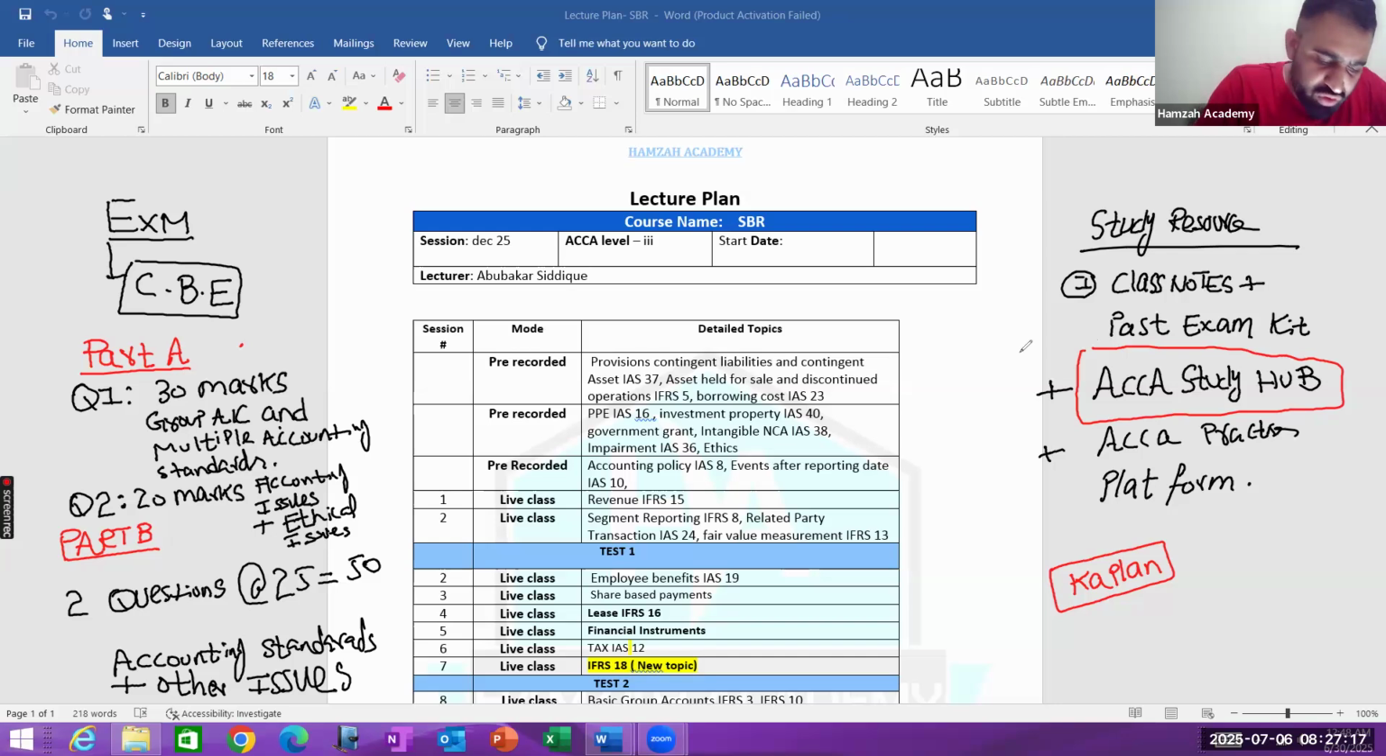So the most important thing nowadays for exam preparation, dear students, is the ACCA Study Hub. More important than any book, more important than any class notes. The most important thing in the preparation of the exam, no doubt, nowadays is the ACCA Study Hub.